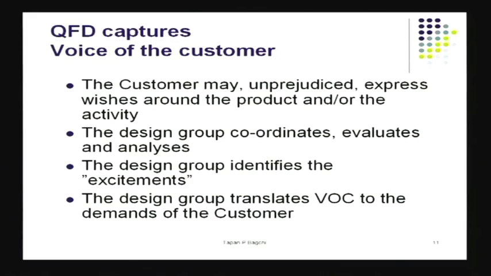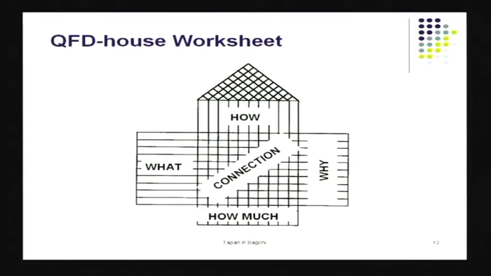So the design group will then basically identify these things, and they will come up with specifications, they'll come up with details and so on and so forth. I'm going to give you an example how this is done. This total task, by the way, the total task of QFD is organized in a worksheet, and the worksheet looks like a house as I show here.